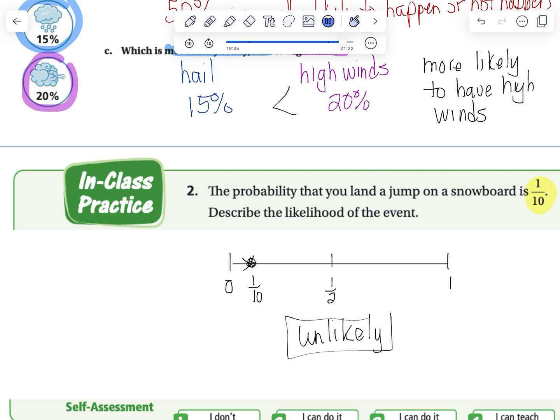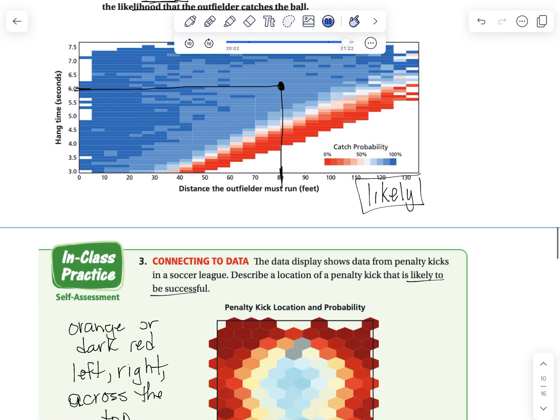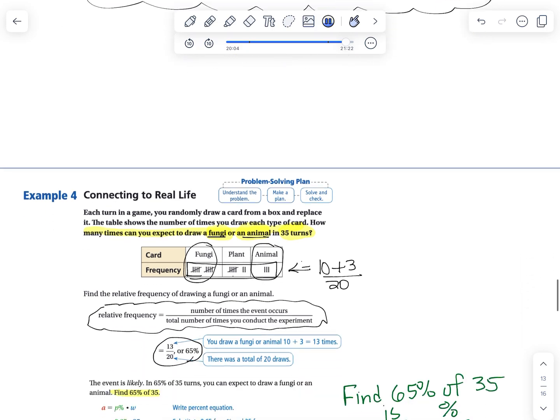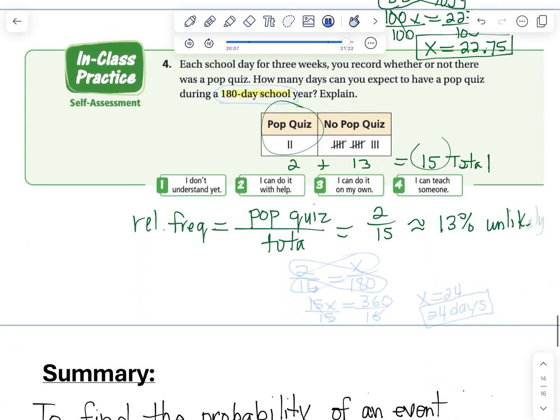All right, so to find the relative frequency, it is how many times the pop quiz occurred over how many times it happened total. From up above, we had the pop quiz 2 times out of the total, which is 15. If I change that to a percent, it's about 13%. So that would be unlikely.